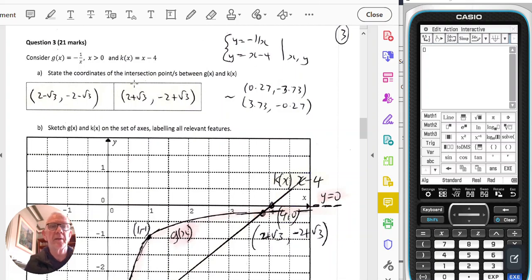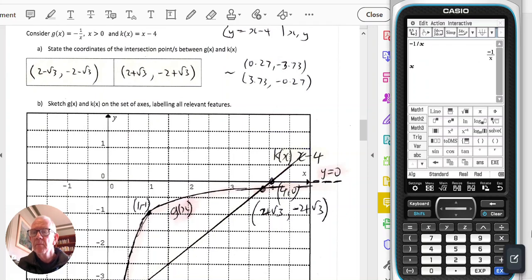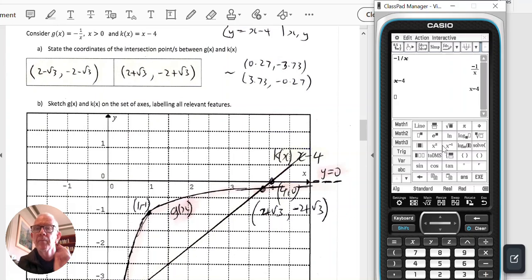Okay, question number 3 is about this hyperbola, negative 1 on x, and the straight line of x minus 4. Okay, so I need to find the intersection points.